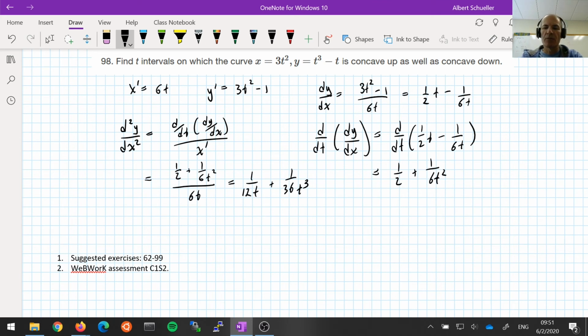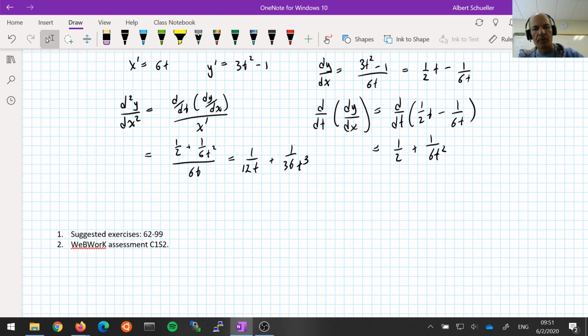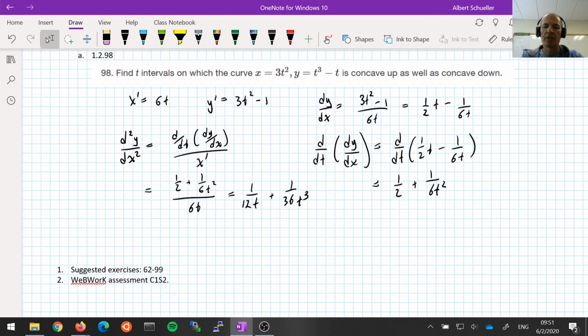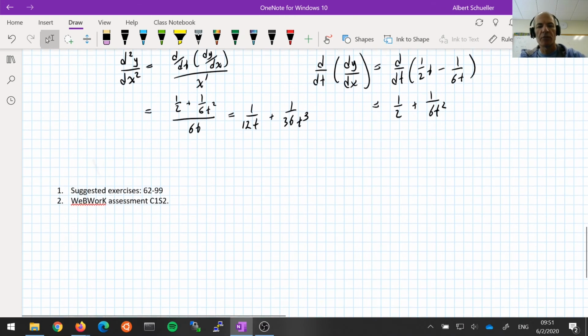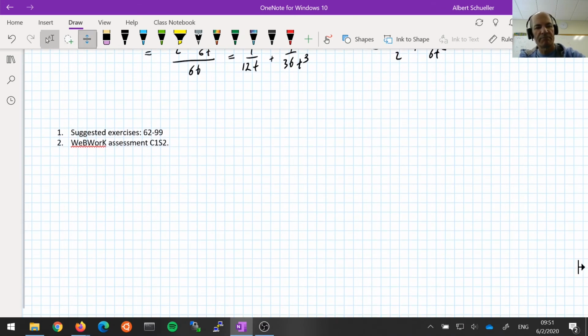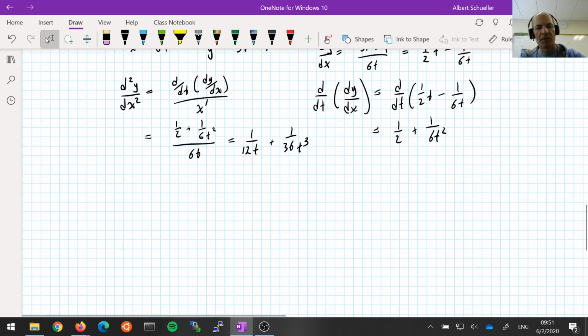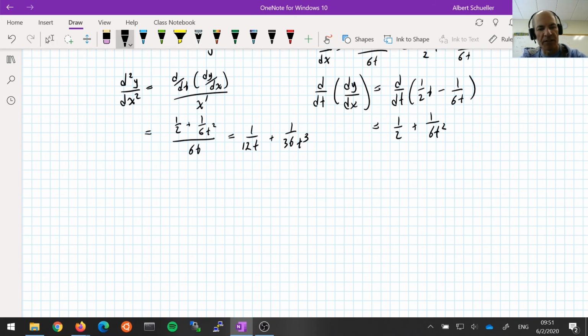All right, find the intervals on which the curve is concave up and concave down. All right, well, concave up is where this curve is negative. If you're ever wondering, here's a nice mnemonic.